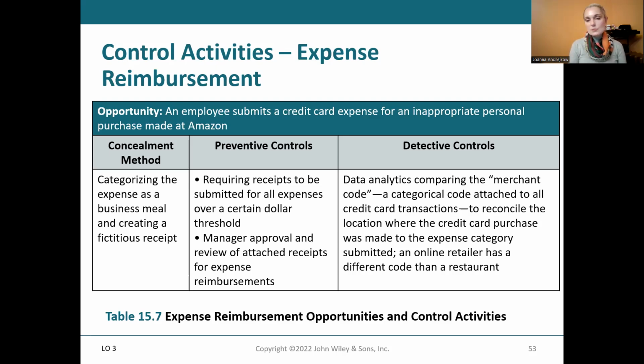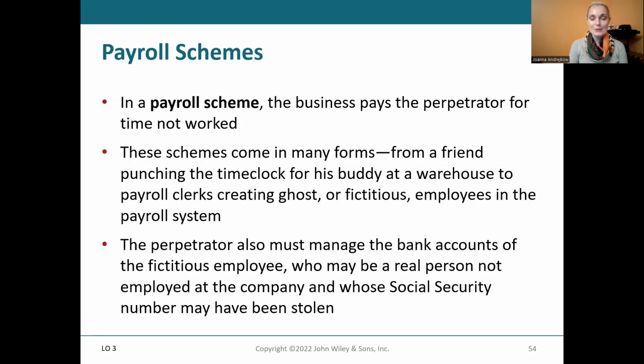And then you can also use data analytics as a detective control by comparing merchant code, a categorical code attached to all credit card transactions, to reconcile the location where the credit card purchase was made to the expense category submitted. And this is helpful because online retailers have different codes, for example, than restaurants.